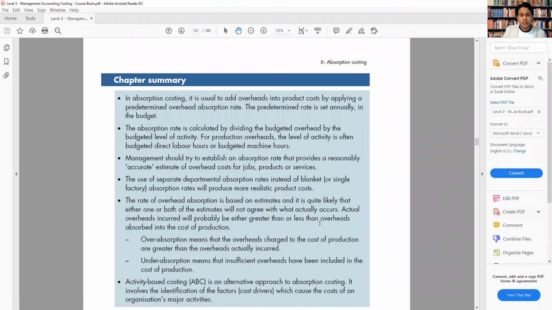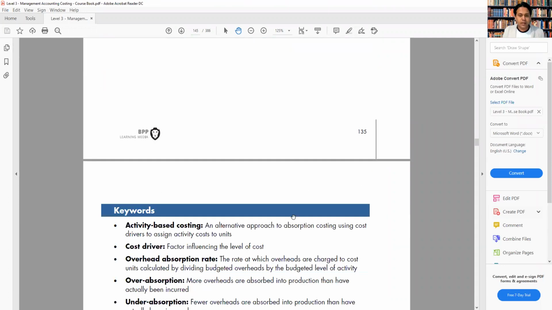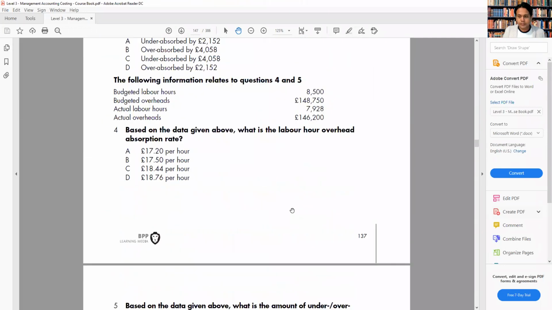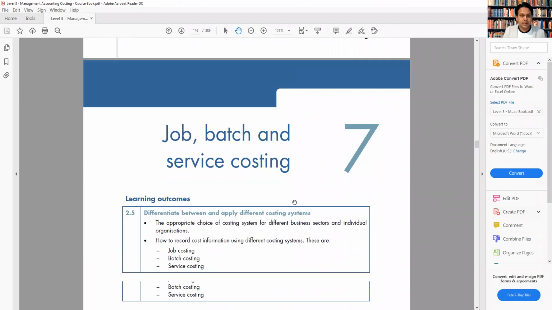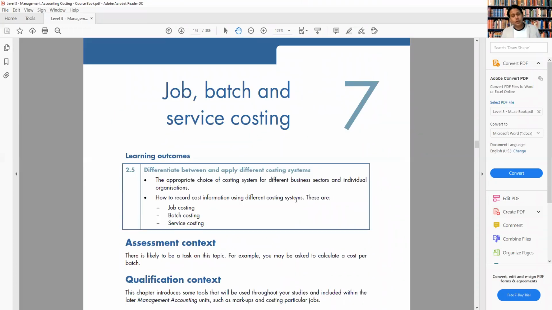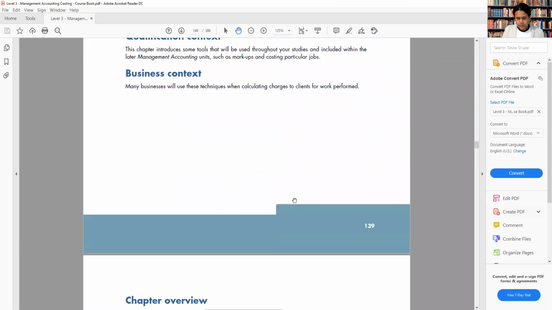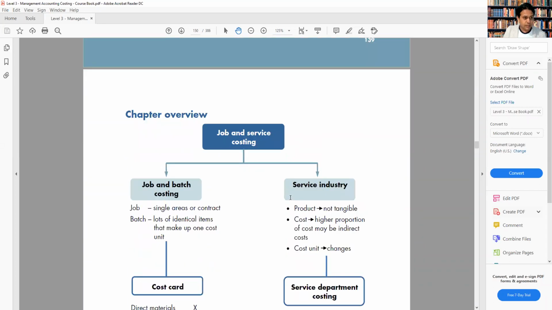All right, so let's move to the next chapter. The next chapter we have will be chapter number 7. In chapter number 7, we're going to see job, batch, and service costing. Now, job, batch, and service costing is not a very popular costing method and is very rarely tested in the exam. Hardly 5 marks can come in the exam from this chapter, but still we have to cover this chapter. So let's move on. Let's have a look at what we have in this chapter.